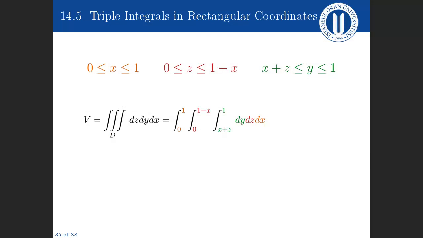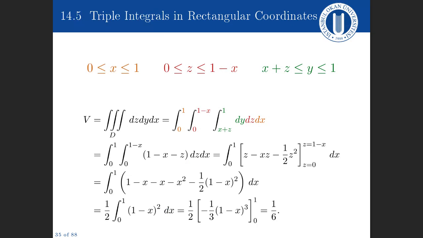So we want the integral from 0 to 1, integral from 0 to 1 minus x, integral from x plus z to 1, dy dz dx. Here's the calculation. I'll leave this for you to check. Check that the answer is 1 over 6.